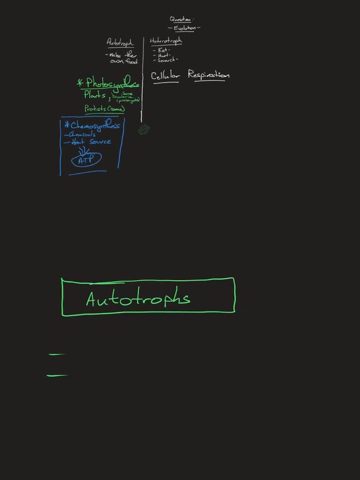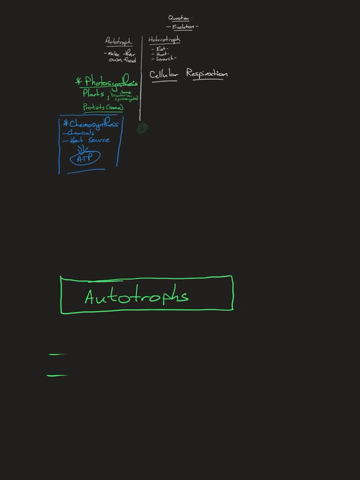So with autotrophs, the base of the pyramid is what another word that you guys probably have heard is producers. Have you heard of that? These are called producers.